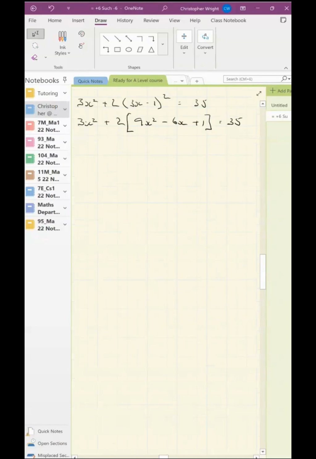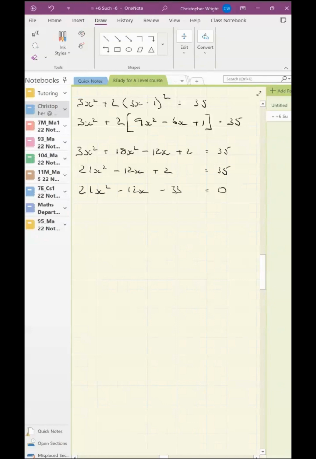Let's continue to simplify the left-hand side. 3x squared plus 18x squared minus 12x plus 2 equals 35. Tidy up the left-hand side. 21x squared minus 12x plus 2 equals 35. Quadratic equation, set it equal to 0. So I'm going to minus 35 from both sides, gives me minus 33 here.